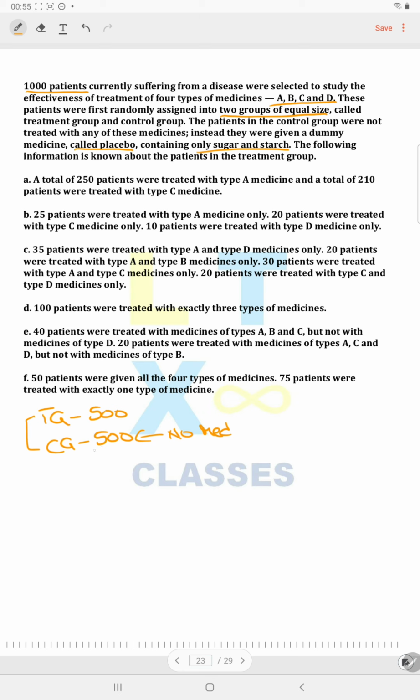There is no medicine given to any patient in the control group, and there are 4 types of medicines A, B, C and D which are given to 500 patients in treatment group.